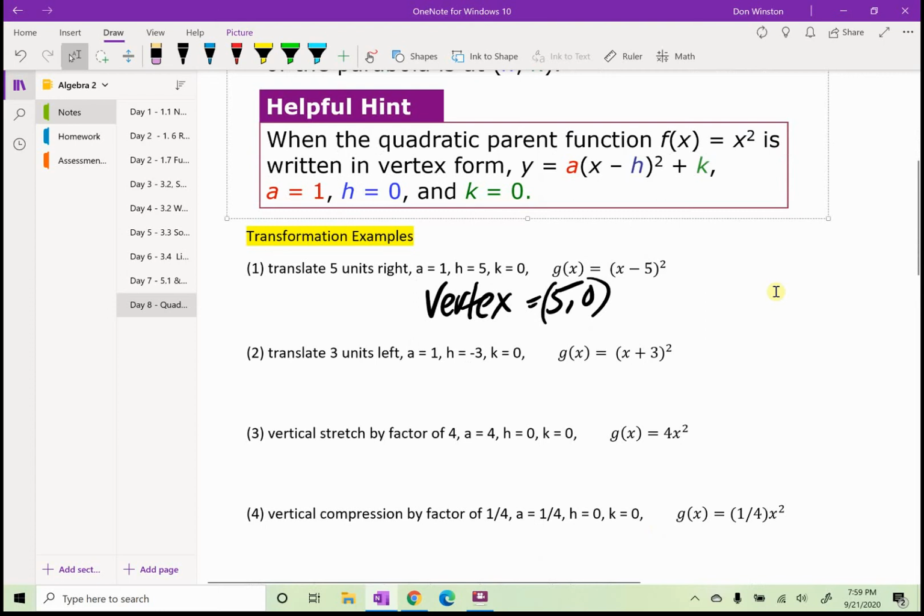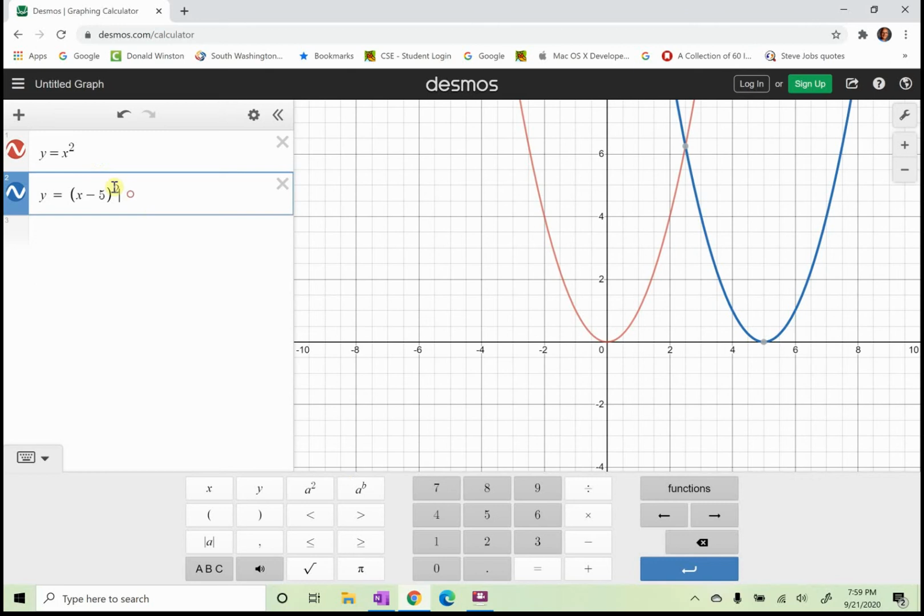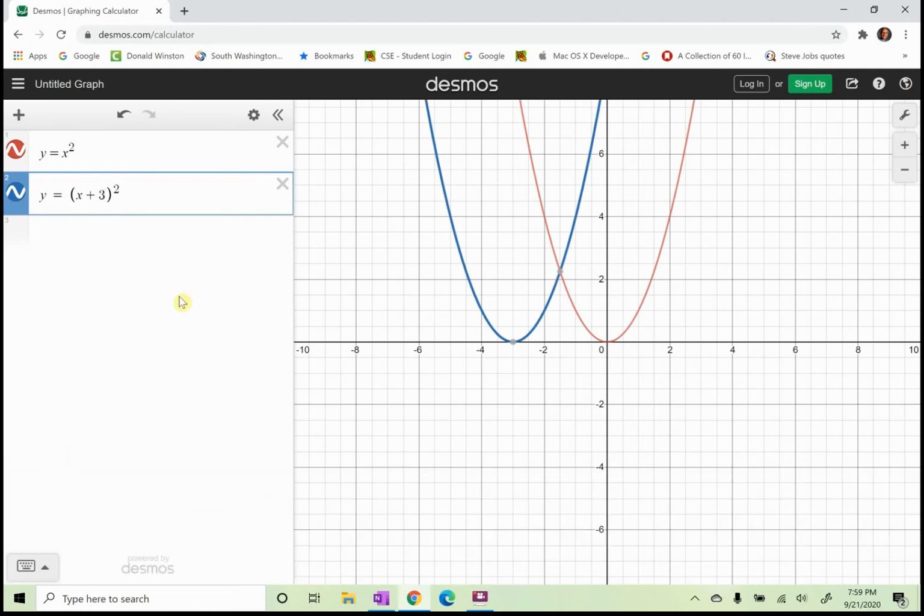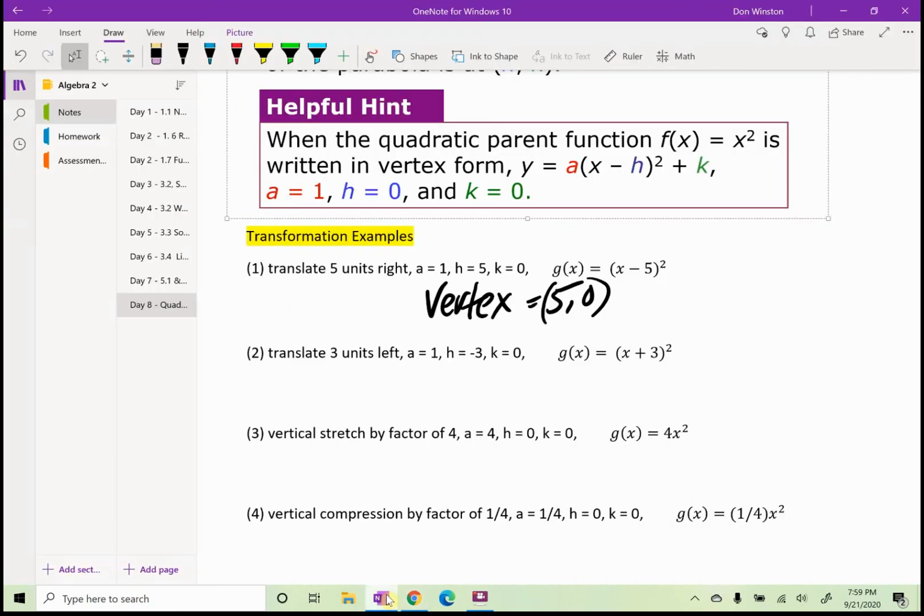Let's look at the next one. We're going to translate 3 units left. So a will still equal 1, h is going to equal negative 3, and k will equal 0. So that was x minus 3, and the minus becomes a plus, so x plus 3. And there you see the graph shifted to the left 3. The vertex is now (negative 3, 0). I'll abbreviate: v, the vertex, is equal to (negative 3, 0).